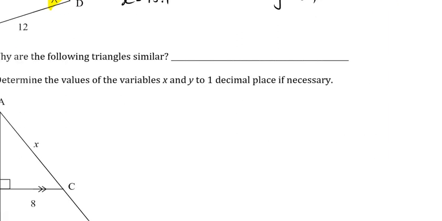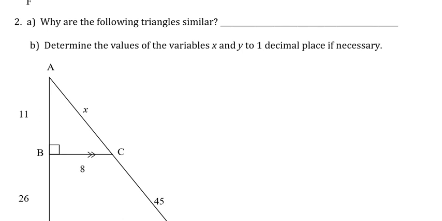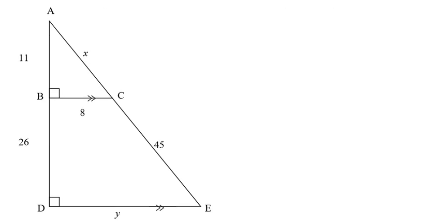Okay, one more. Why are the following triangles similar? It's the same idea. I don't want to get into that too much. This is the trickier one, but let's start it out the same way. So what are my two triangles? I'm not going to write them in the right order here. I'm just going to identify them. One of them is ABC. The other one is A to D to E back to A. So the other one is A, D, E.